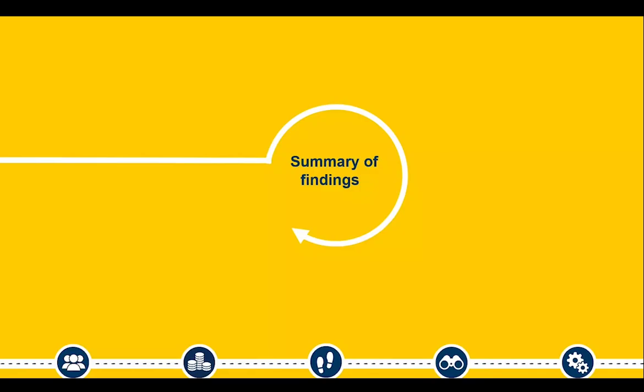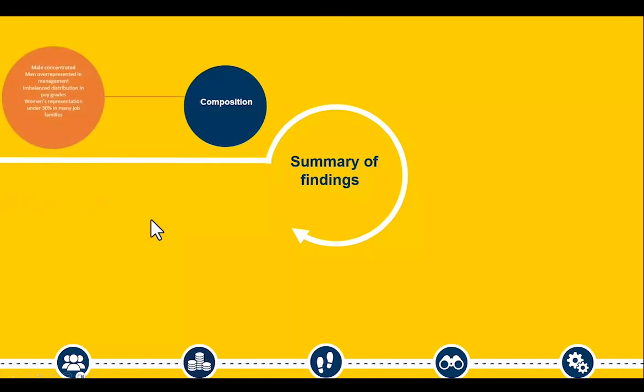Okay, so I know that this has been a lot of information. What I'm going to do now is just recap some of the key findings across the 5 questions that we asked our data. So the first question had to do with the composition of the organisation. And what we found was that example organisation is very male concentrated. So 76.7% of all staff were men.